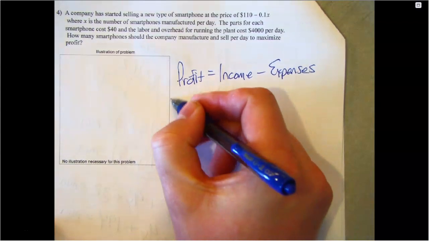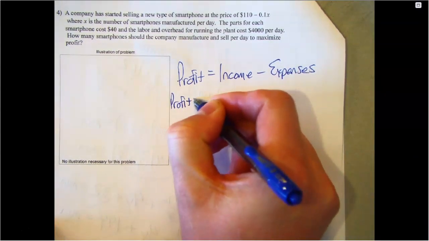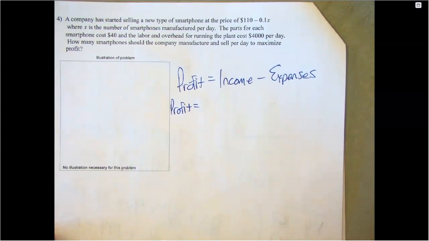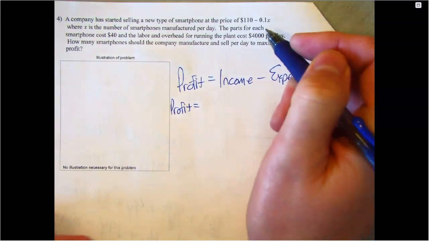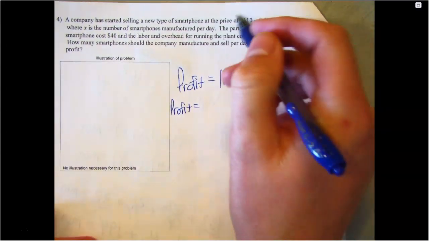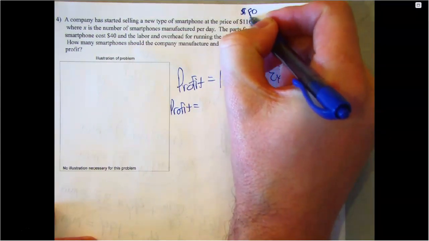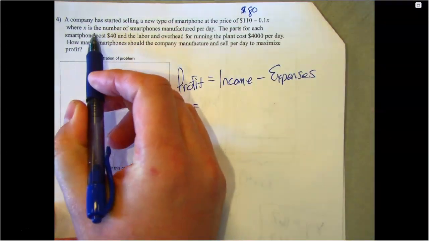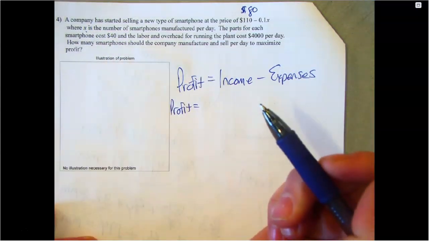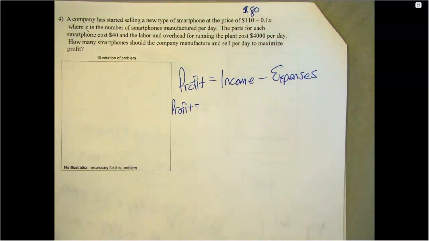So income, profit, income. If these weren't X's, this would make a lot more sense. So let's put them in terms of, let's say they're not X's. We sell a new smartphone at the price of $80, and X is the number of smartphones manufactured per day. One weird thing about this question is we're assuming that every single phone we manufacture, we also sell. Not the case in the real world. We're saying that we are.